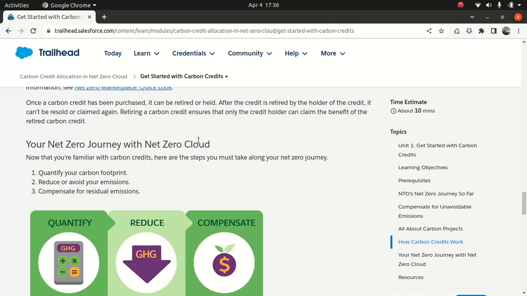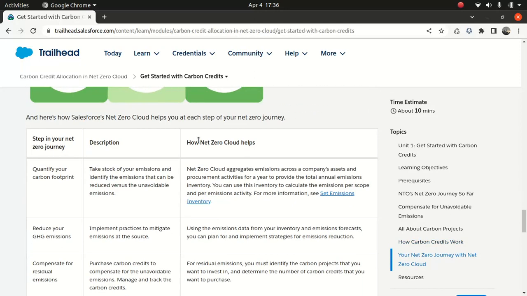Okay, all right. So we briefly touched on net zero, how it looks, the beautiful interface and those kinds of things. There are three things you can do with Net Zero Cloud when it comes to your carbon credit. One is you can quantify your carbon footprint, you can avoid your emissions, and you can compensate. Okay, let's look at it one by one.